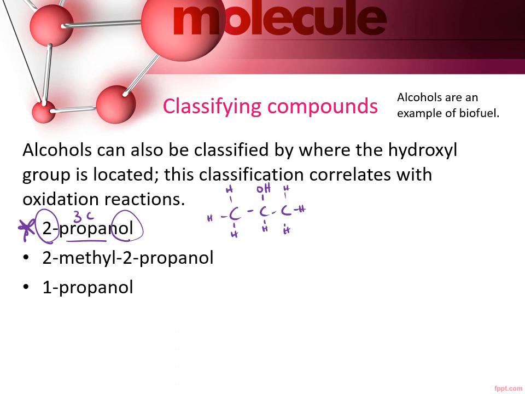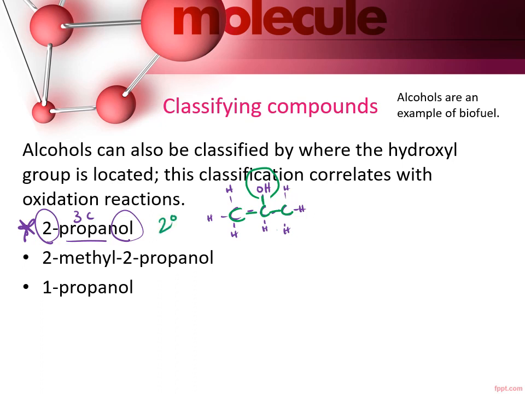So I'm going to look at that hydroxyl group now, find my alcohol group, that hydroxyl group. It is bound to a carbon that is bound to 2 other carbons. So this one's going to be a secondary alcohol.